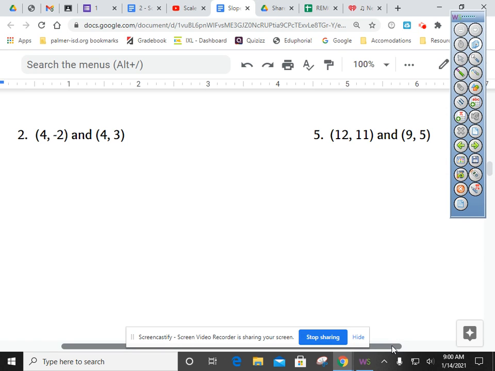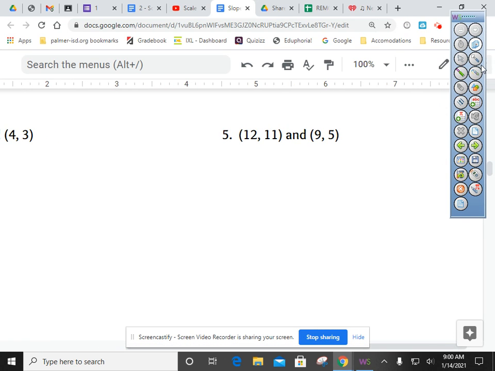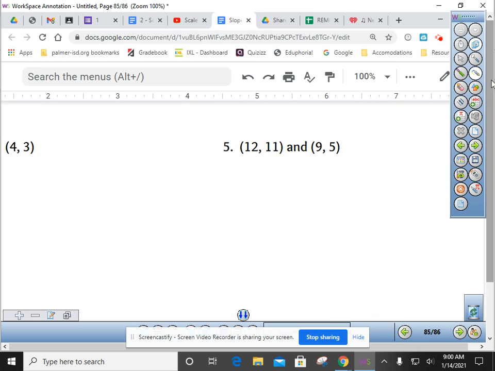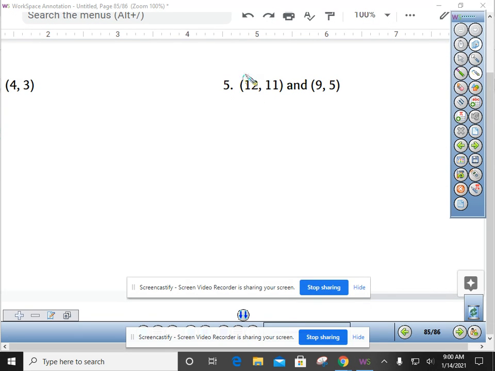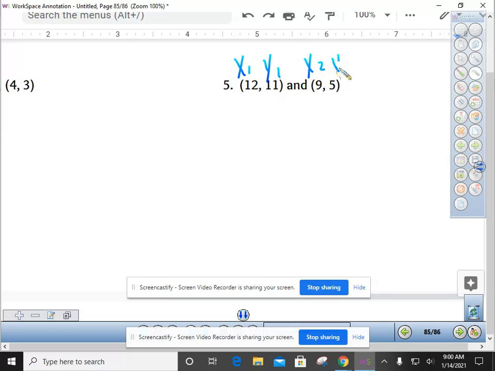Number 5 up here. So what did we learn yesterday? What are the two things that we have to do every single time? Label and write the formula. X1, that's Y1. Why are they 1? Because that's the first one. Yeah, and this is X2 and Y2.